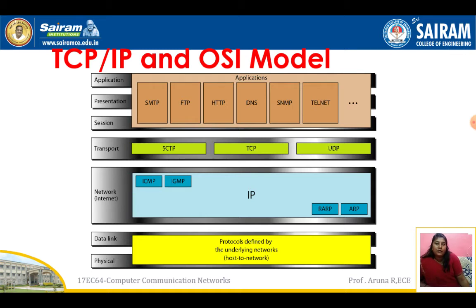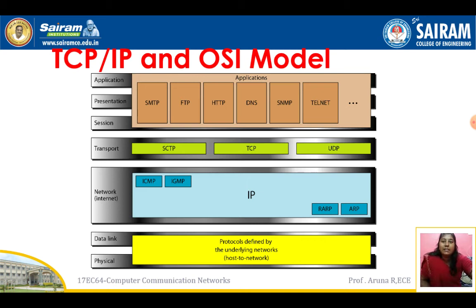If you go to the network internet layer, IP, the internet protocol, is the major protocol that we are going to discuss. We are also going to see the protocols ICMP, IGMP, RARP and ARP. All these protocols we will be discussing in module 2. In module 3, we are discussing the network layer. In the last module, module 5, we will be discussing the transport layer, that is SCTP, TCP and UDP. In the presentation, session and application layers together, you have SMTP, file transfer, hypertext transfer protocol, DNS, telnet. We are just giving an overview of the application layer protocols.